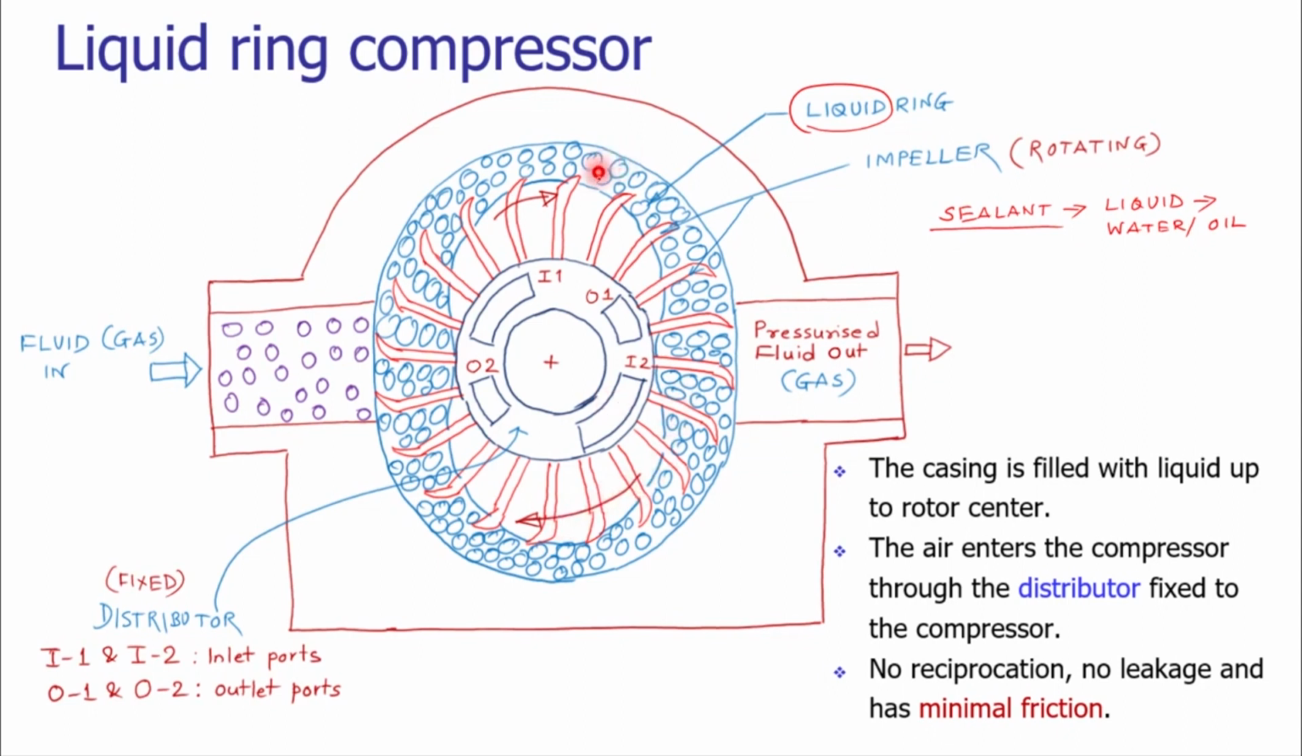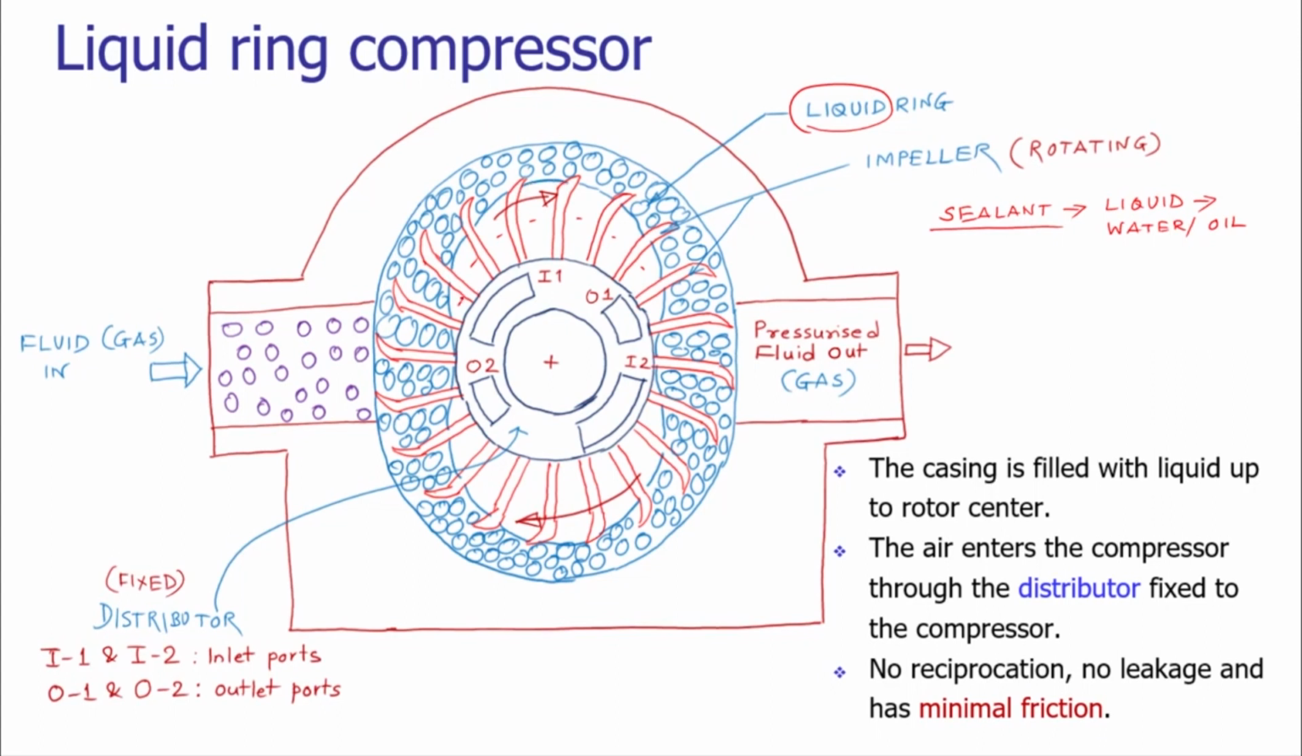Due to the formation of the liquid ring and the vanes, we get various chambers. These are all the chambers, and these chambers are made up of the vanes. So this surface of the vane, this surface of the vane, this is the surface of the shaft or the body, and this entire space has been sealed by the liquid ring. In this way we get multiple confined spaces which are sealed by the liquid ring.